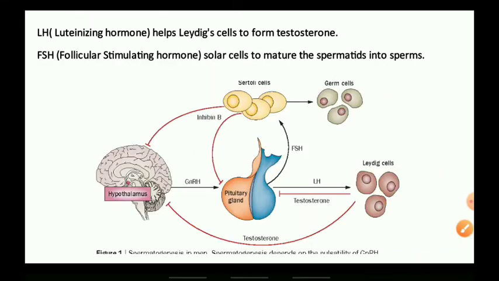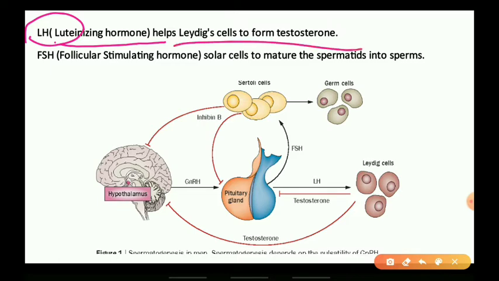Now let us talk about this in detail. LH, the luteinizing hormone, helps the Leydig cell. L for luteinizing hormone, L for Leydig cell. It helps the Leydig cell to form testosterone, which helps the males undergo gametogenesis. So LH is very important for the formation of testosterone by the Leydig cell.